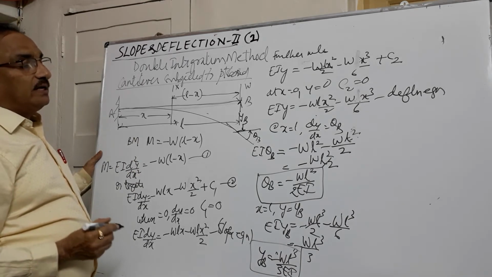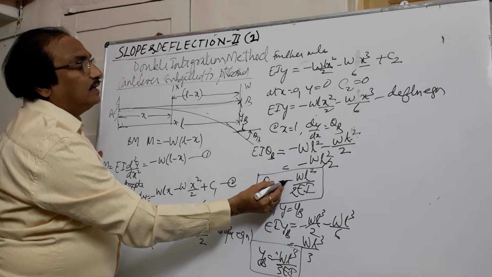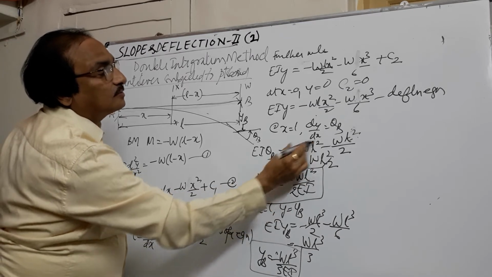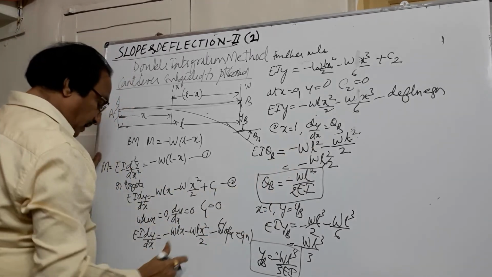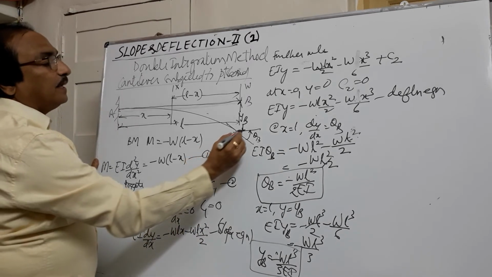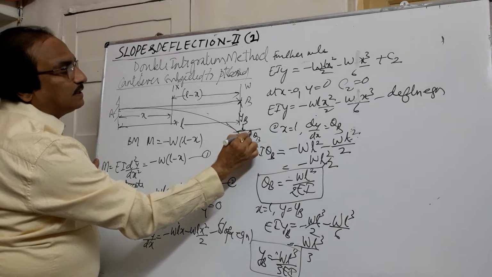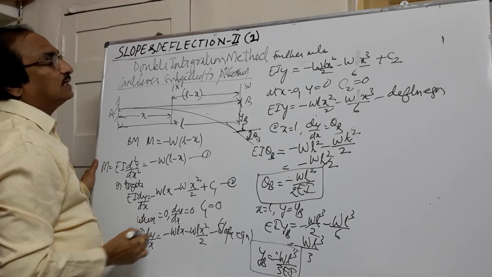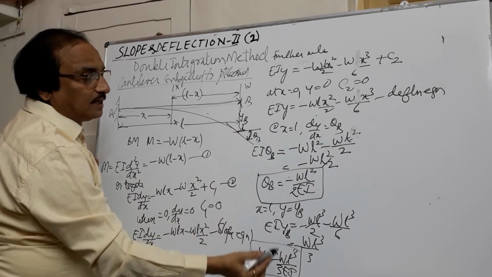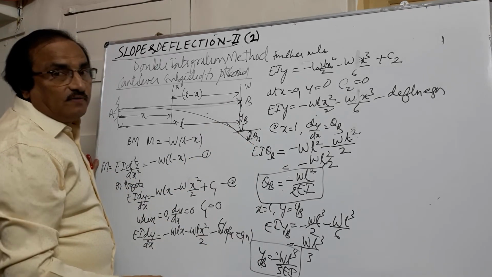Now if you see here, theta B is minus, because minus 1 by 2 minus will become plus minus. So here theta B is minus, and this is the rotation that is taking place. It is rotating in the clockwise direction. Here the deflection is down. So both the values we have got are negative. Slope is also negative and deflection is also negative.